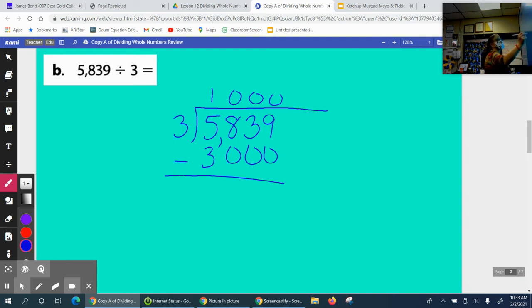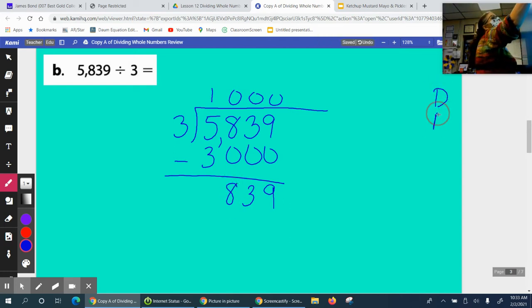So 9 minus 0. 3 minus 0. 8 minus 0. All right, don't forget. We're using divide, multiply, subtract, and then back to the beginning, right?